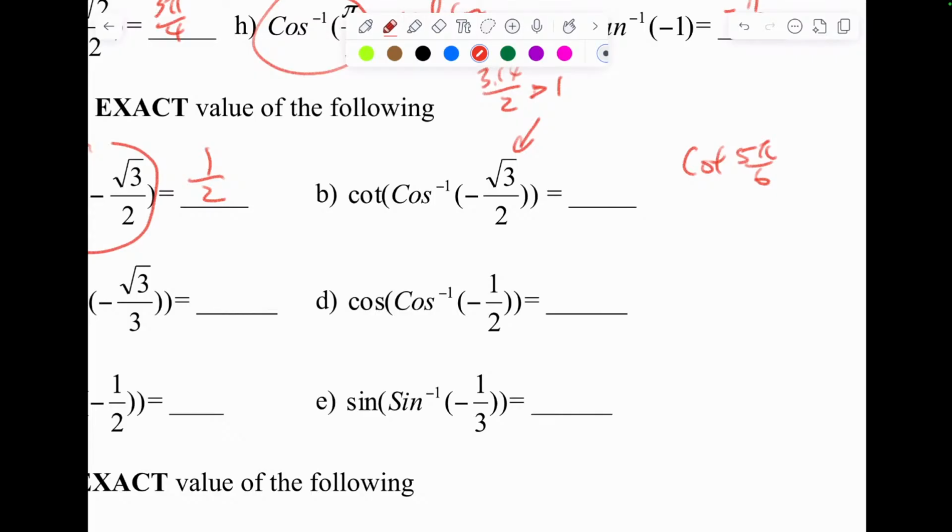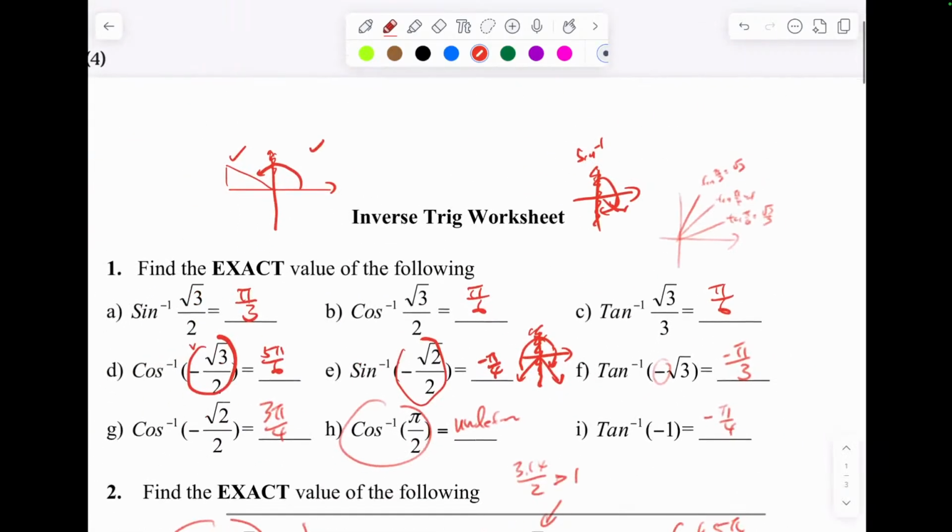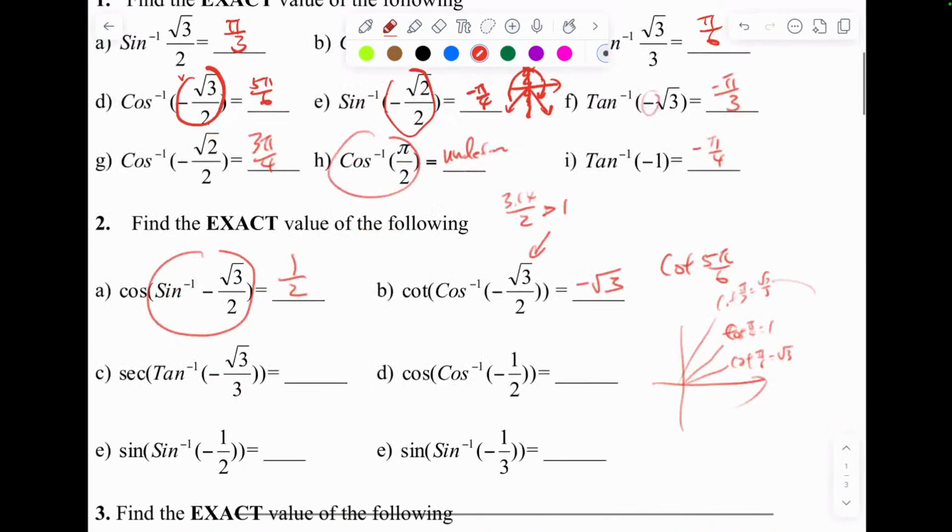No, cotangent of 5 pi over 6 is not square root 3, but you are pretty close. Negative square root 3. I forgot the negative. So the reason why, hey, pay attention: cotangent is inverted. Cotangent of pi over 4 is still the same, right? Cotangent of pi over 6 is square root 3. So they swap places. Cotangent of pi over 3 is square root 3 over 3. So you see these two places swap.